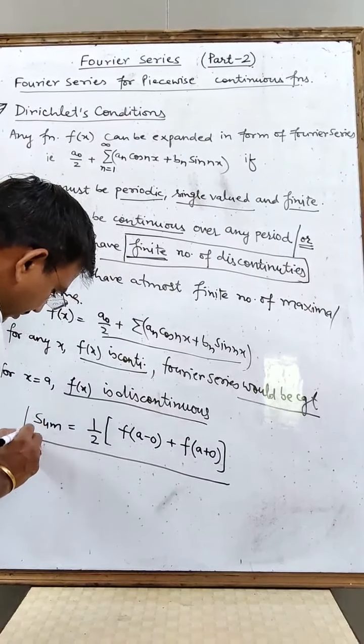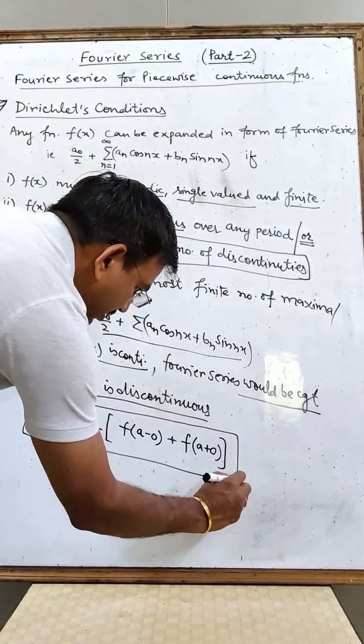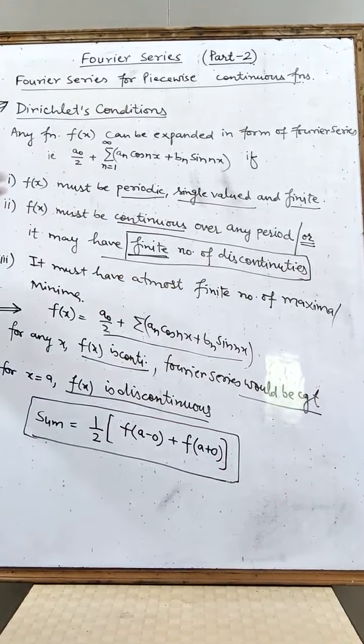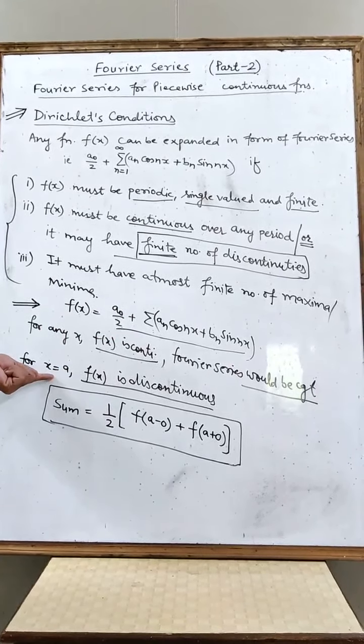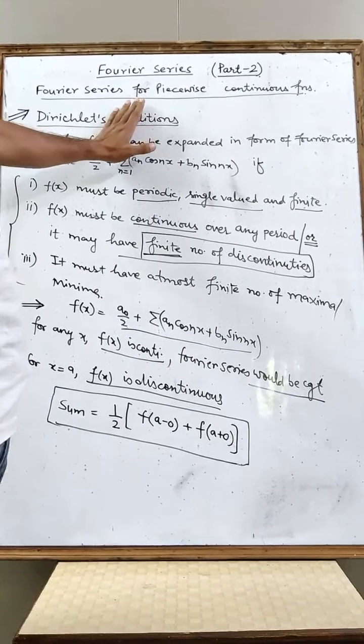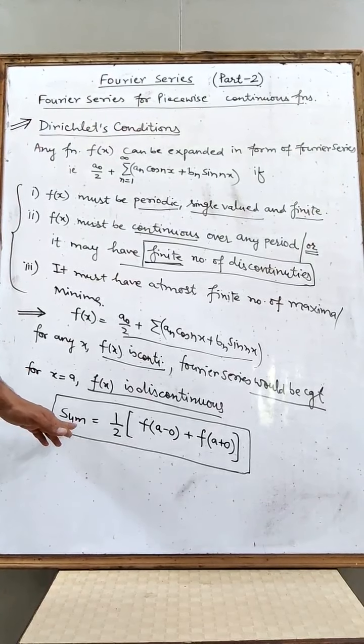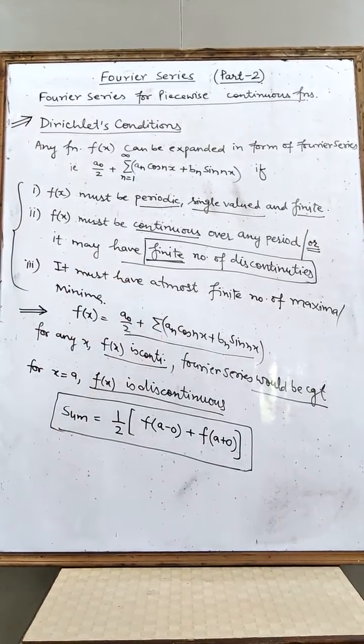So students, you have to keep in mind, when you find the Fourier series expansion for piecewise continuous functions, at the point of discontinuity you will be asked to find the sum of the series. So what would be the sum of the series at the point of discontinuity? It will be equal to the mean of left hand limit and right hand limit. So now we can find the Fourier series expansion for piecewise continuous function. That is, if a function has a finite number of discontinuities, even then we can find the Fourier series expansion, and at the point of discontinuity we can tell the sum of the Fourier series.